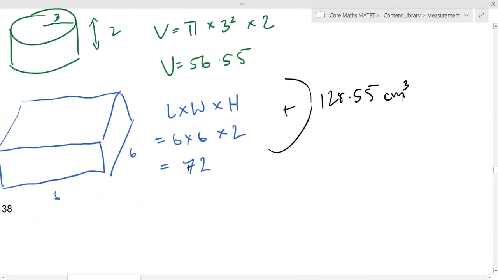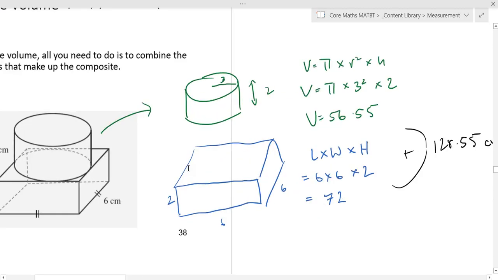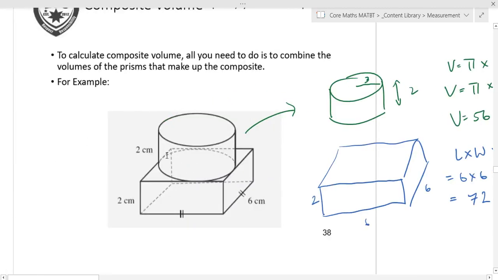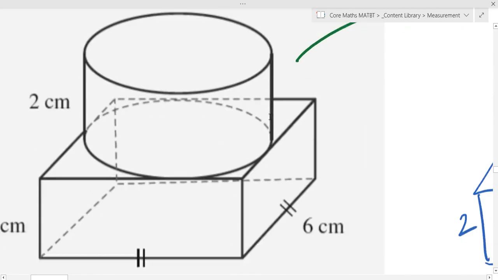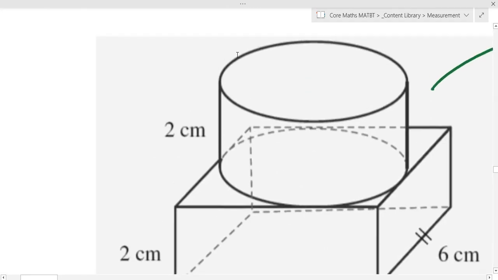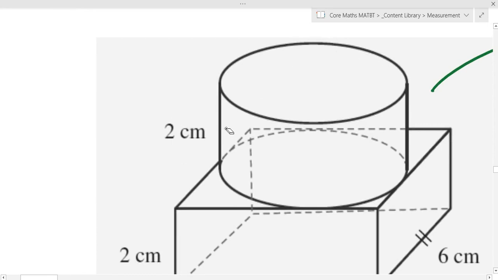And I think that might be it. Yeah, that's basically it for volume. Straightforward. All right, so just to recap, for volume, you're just finding the space within the shape. And to do that, you find the area of the face and multiply it with the height. Okay, and that's it.